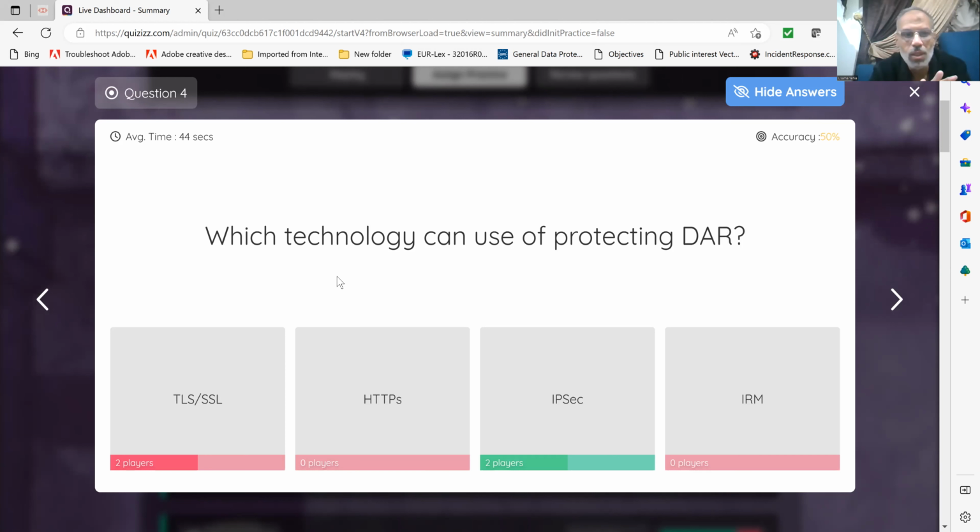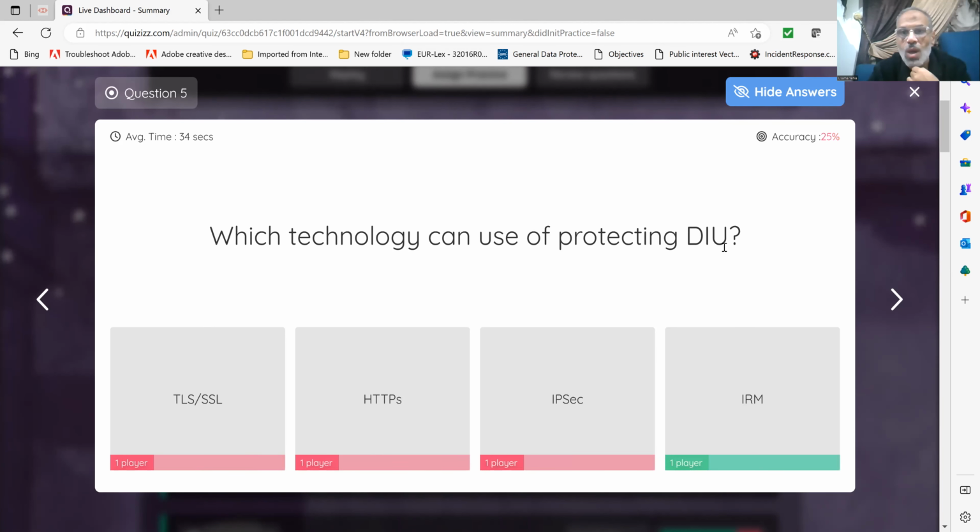Of course, gentlemen, TLS, SSL, this is a wrong answer. We are not protecting data at rest by using SSL. We use IPsec. TLS and SSL will be used only for data in transit.